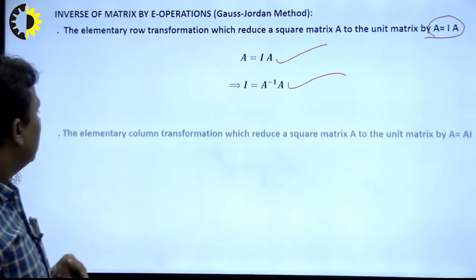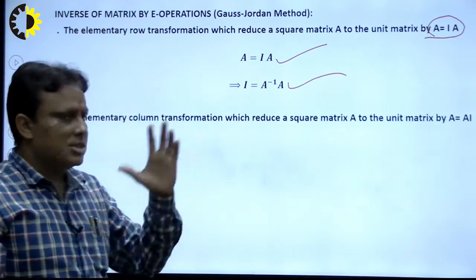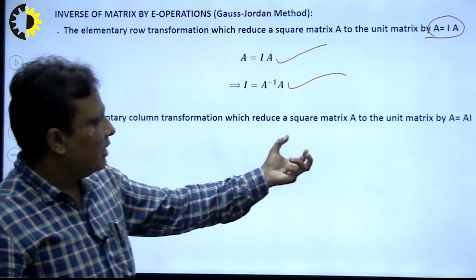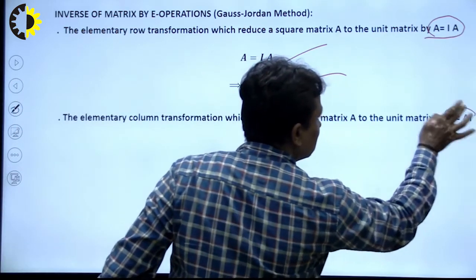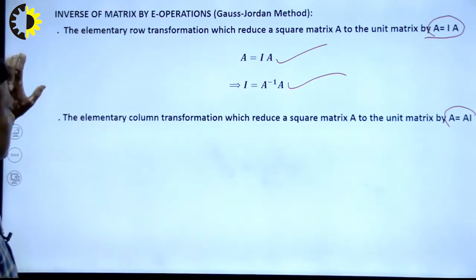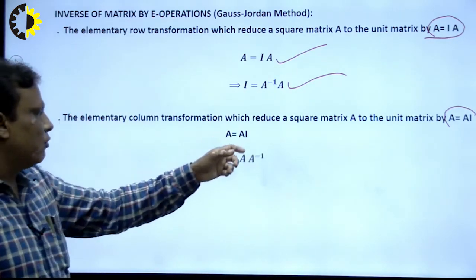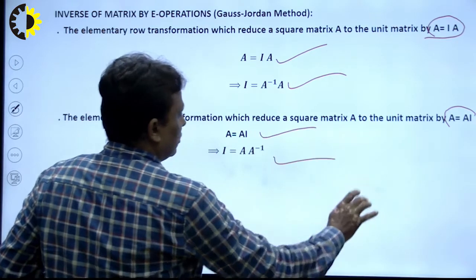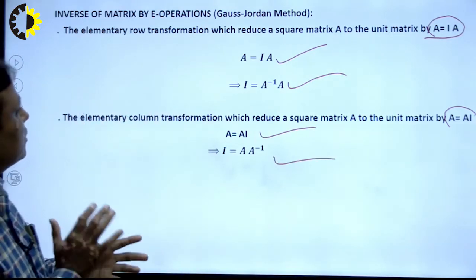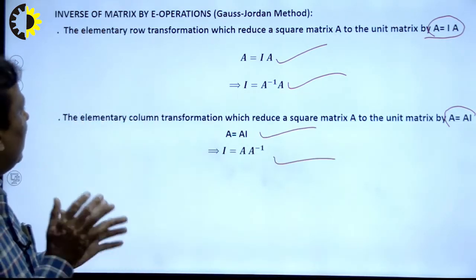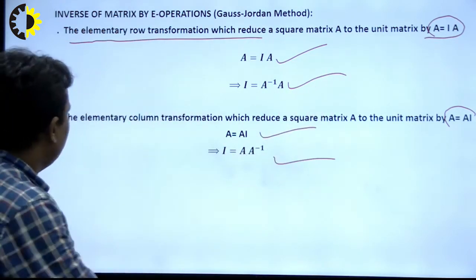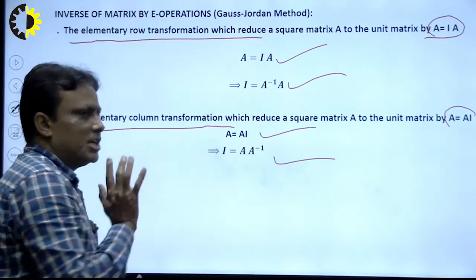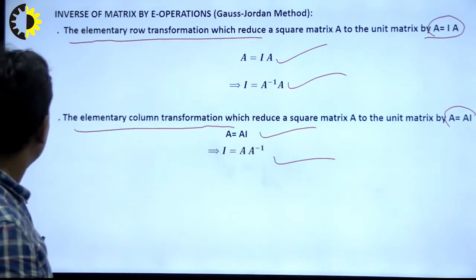Another case: suppose an elementary column transformation reduces the matrix A to the unit matrix; then A is equal to AI. Both are different, right? So how to solve? By using the elementary row operation, we start from here and get this result. Students should keep in mind that if we use elementary row operation, we start here, and if we use elementary column operation, we start with this type of problem. So we consider the next problem, how to solve this type of problem.